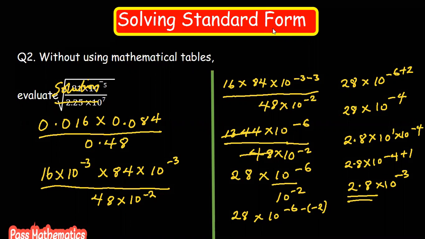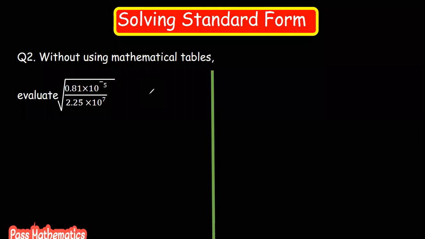So I need to clear the screen. Right, so this is question 2. Without using mathematical tables, evaluate 0.81 multiplied by 10 to the power of minus 5 divided by 2.25 times 10 to the power of 7, everything in square root. So we are going to start again.